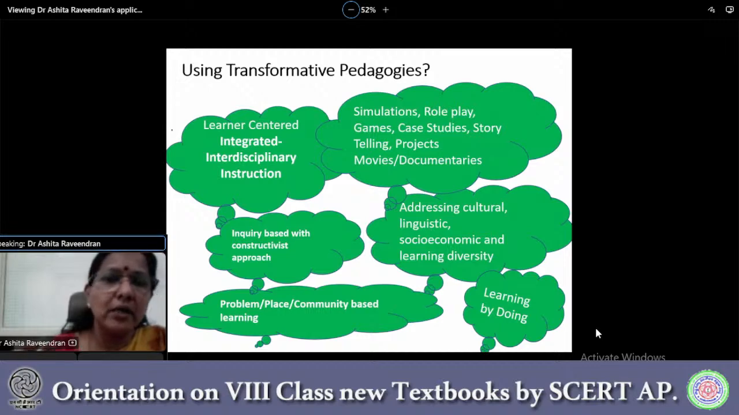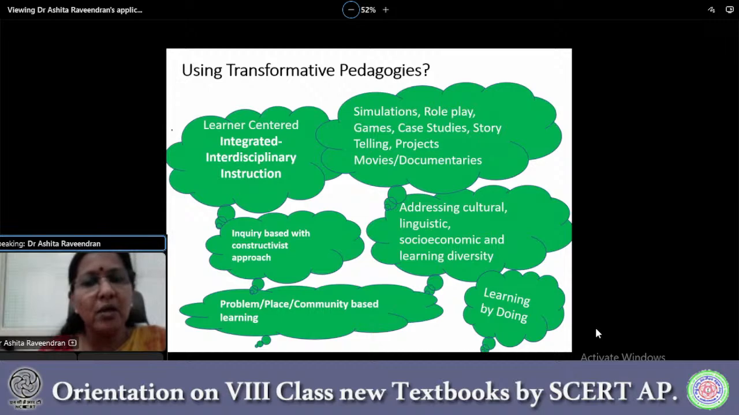Now, in your classrooms, you can use various methods. For example, simulations can be given. You can use role play, games, case studies, storytelling methods, projects, and movies. Show certain movies or documentaries to your children, apart from what has been given in your textbook. All this will help in addressing the cultural, linguistic, socio-economic and learning diversities.